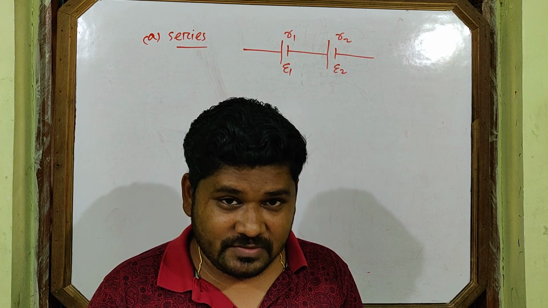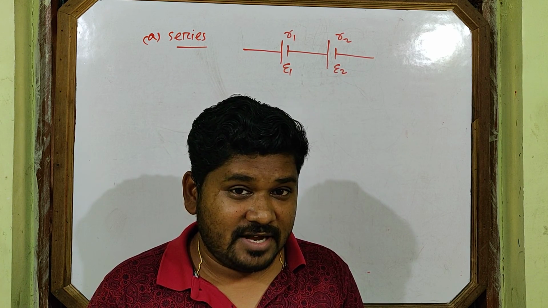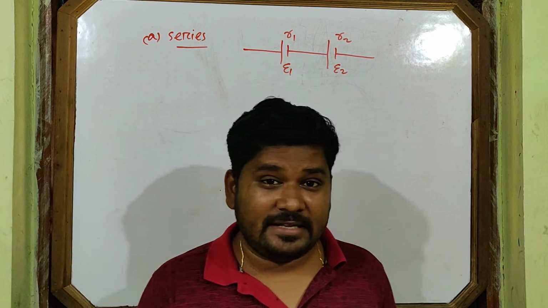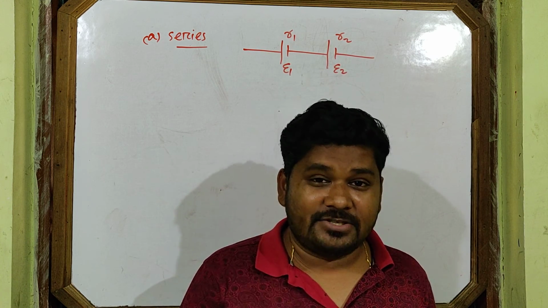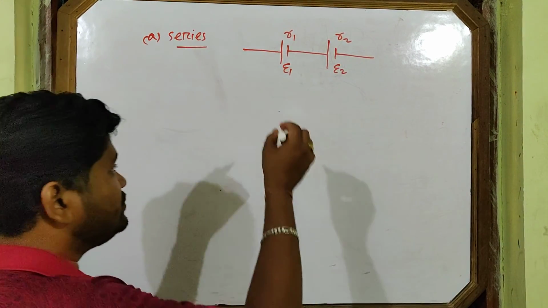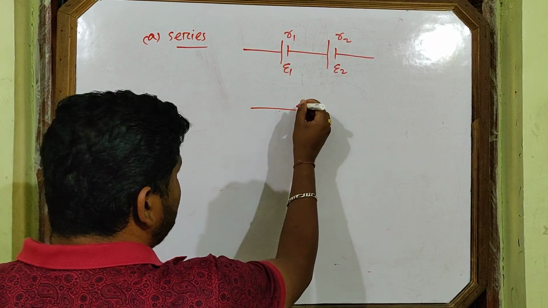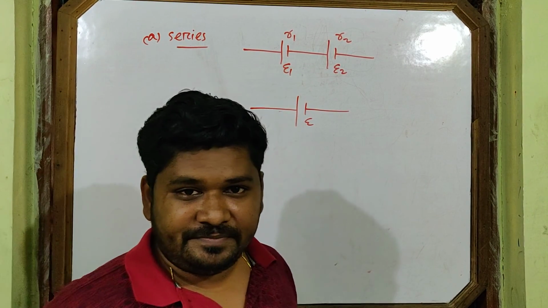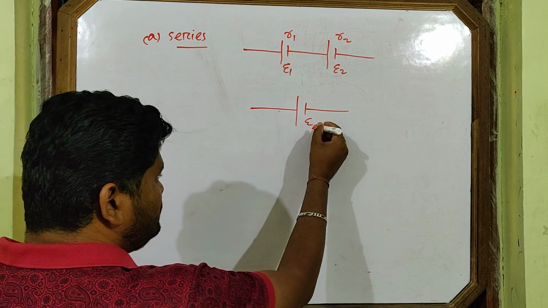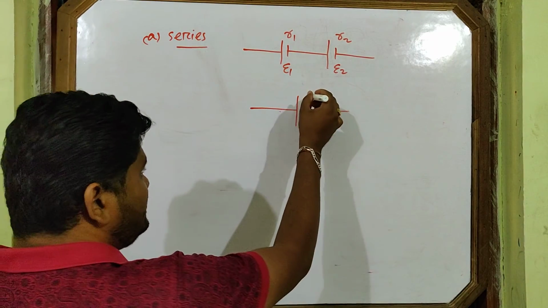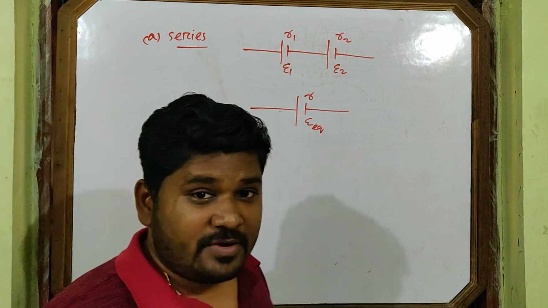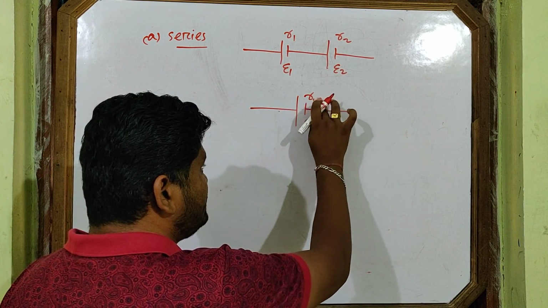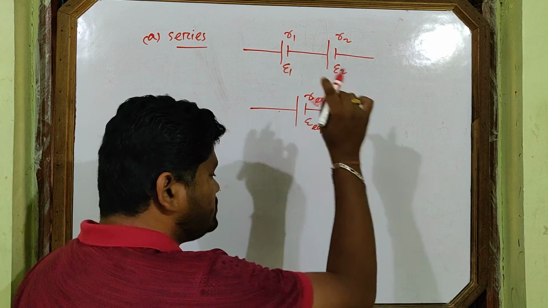E1 plus E2, and internal resistance r1 plus r2. Okay, you are thinking like this, but we will check whether that answer comes or not. So 2 cells are here. If I draw the effective figure, they behave like one cell. This is the equivalent EMF. I want to find the expression for E equivalent and r equivalent. This is my question.